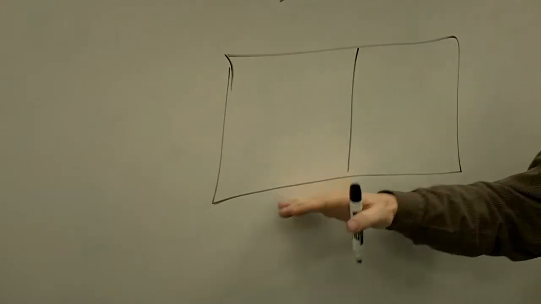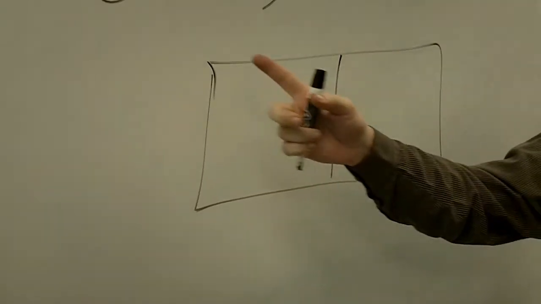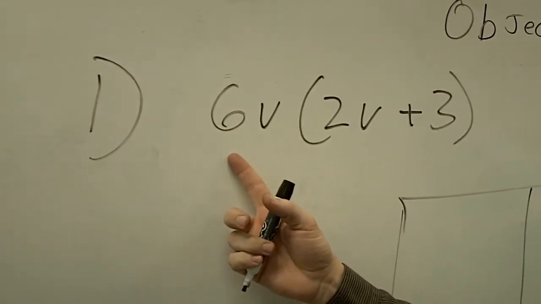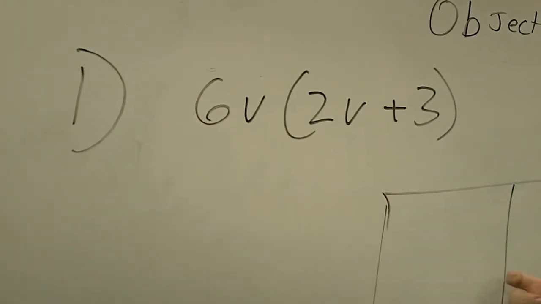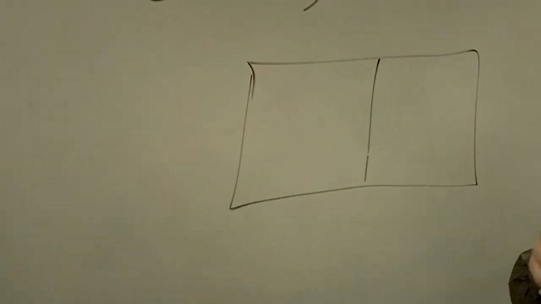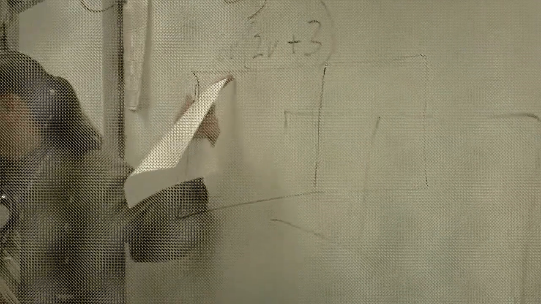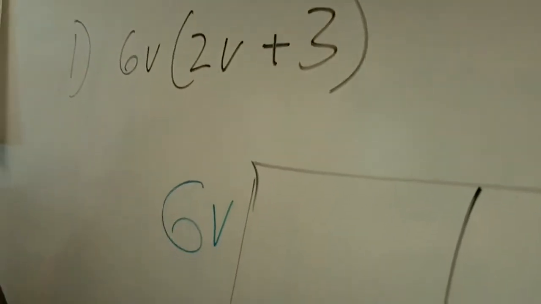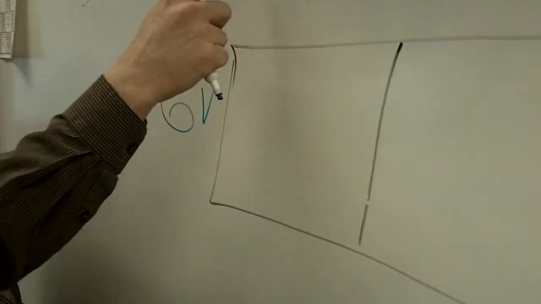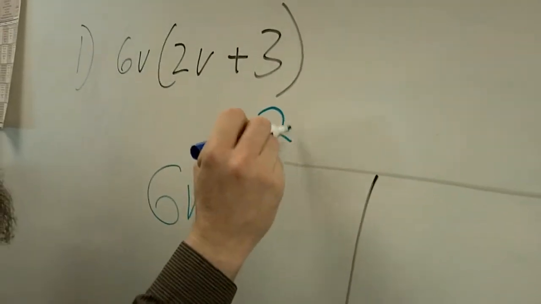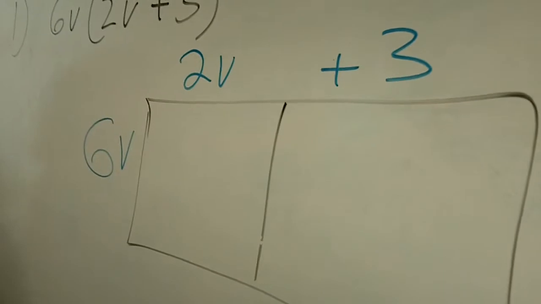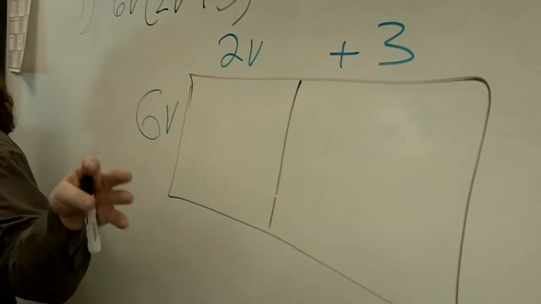We set up a box still, but instead of being a 2-layered box, we only do a 1-layered box because it's a monomial out here in front. So right on your papers, set that up. There's room, so the 6v comes out here in front. Then the 2v plus 3 goes on the top. And we do what to get inside of the box?